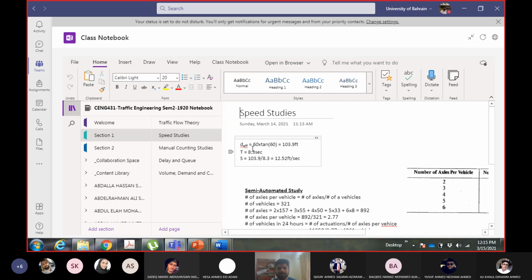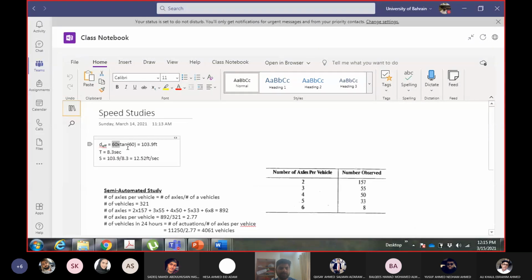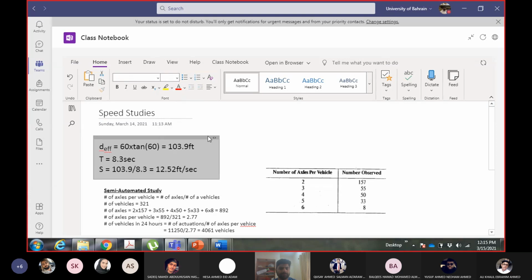Okay, so D effective will be 60 into tangent of 60. 60 feet is the distance of the observer from the road, and 60 degree is the angle delta. So you find out D effective, which is 103.9 feet.